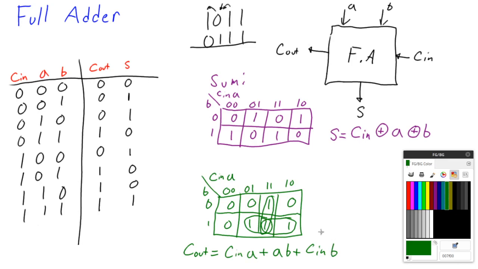Yeah, so these are our functions for sum and carry out. It's a function of A, B, and C in. And this is our full adder. And we'll explore the full adder much more and see how we can link them together and do some pretty big calculations with them.